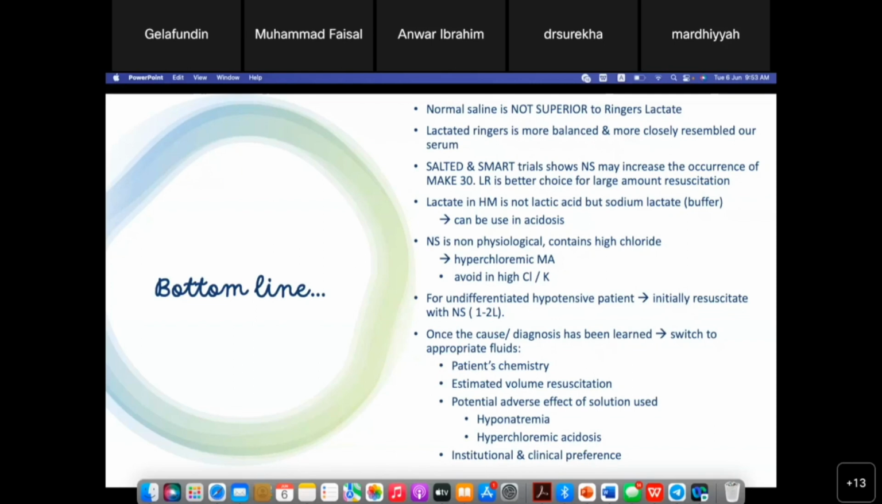So from the study also, they suggest that for an undifferentiated hypotensive patient, you can initially resuscitate with normal saline, about 1 to 2 liters. And then once the cause or the diagnosis is known, you can switch to the appropriate fluid. This depends on the patient's chemistry, the estimated volume of resuscitation used, the potential adverse effects of the solution used, and depends on your institutional or clinical preference at your place.